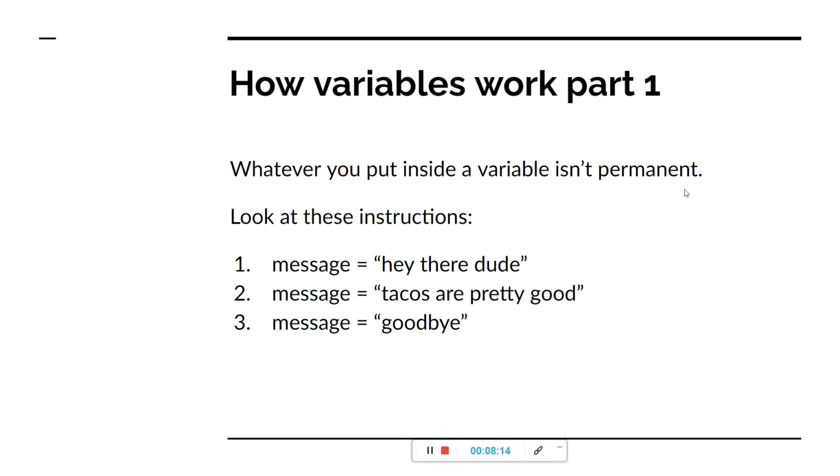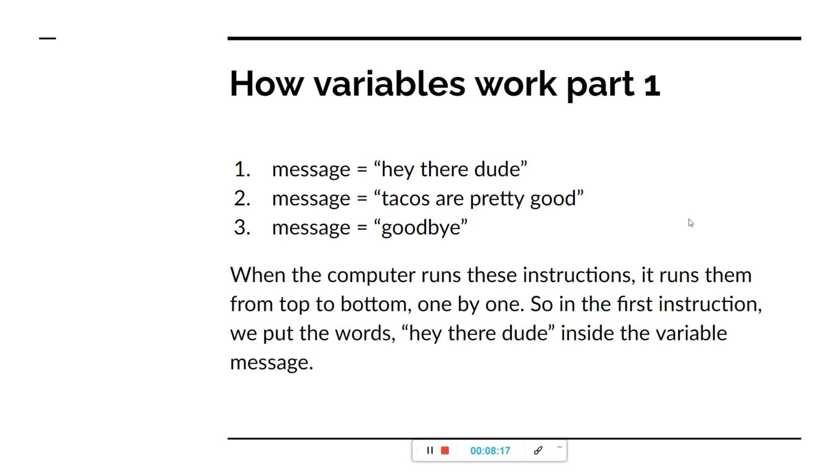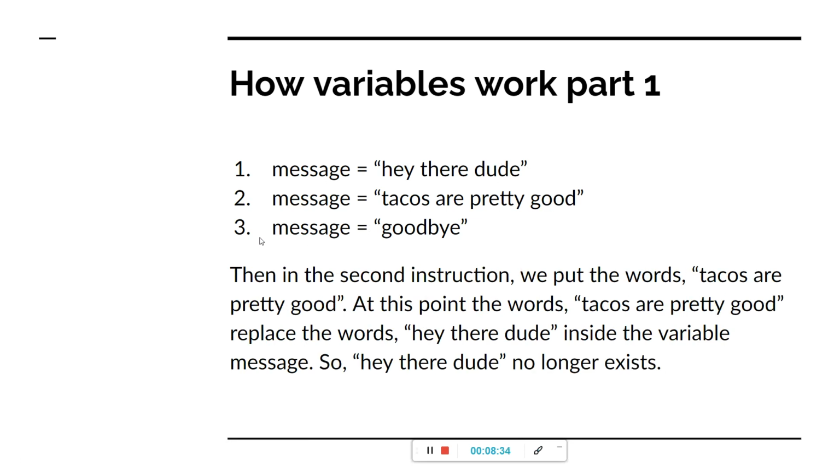So what actually happens here? If we do this, what happens? Well, when the computer runs these instructions, it runs them from top to bottom one by one. So we start at the top. In the first instruction, we put the words "Hey there, dude" inside the variable message. And then in the second instruction, we put the words "Tacos are pretty good" inside the variable message. At this point, the words "Tacos are pretty good" replace the words "Hey there, dude" inside the variable message. So "Hey there, dude" no longer exists.